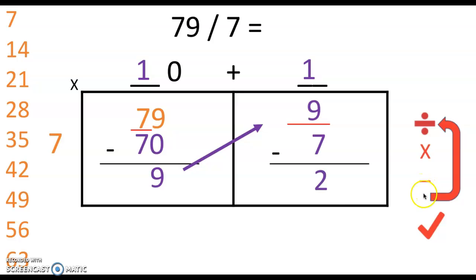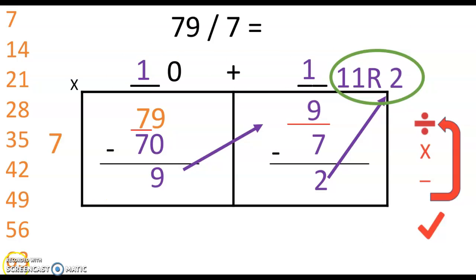Then we would repeat, but there's no boxes left to repeat into, so that means we go on to our last step of check. Is 2 smaller than 7? Yep, so that's our remainder. Then I'll find my answer by looking at the place values right here and putting this into standard form. That would be 11 with a remainder of 2.